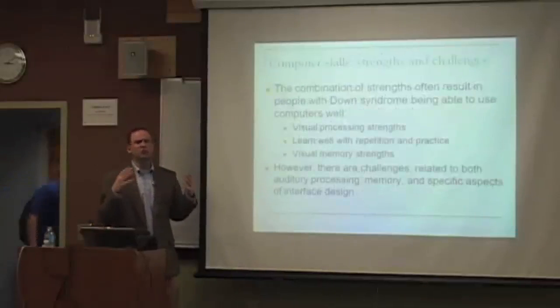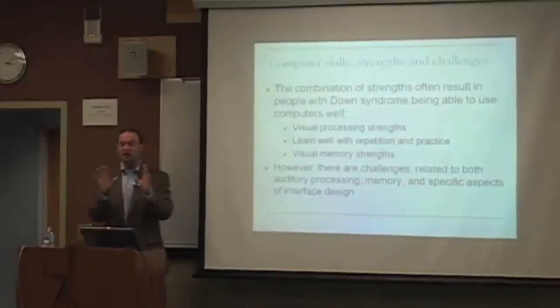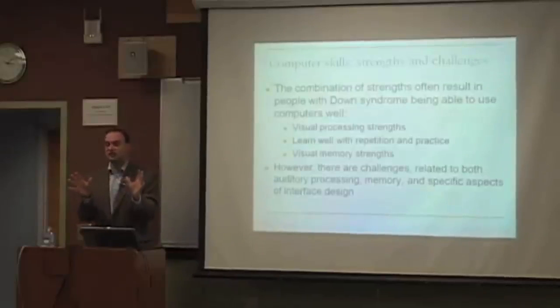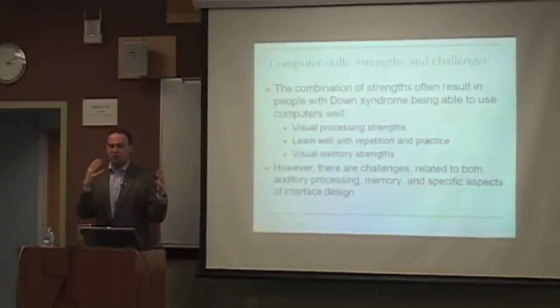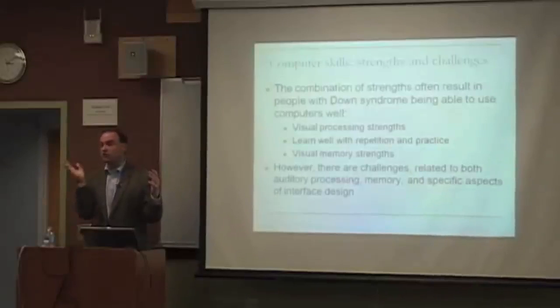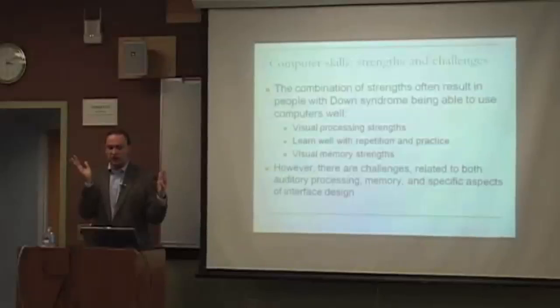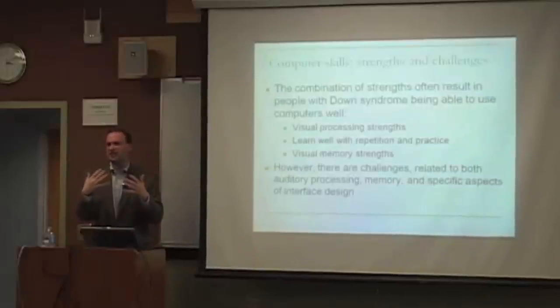For instance, some of the things we know is that people with Down syndrome have documented visual processing strengths. So this is from the medical literature, that they're very strong with visual processing, but they have many more challenges with auditory issues, with hearing things. And so, okay, how does that then translate into interface design?